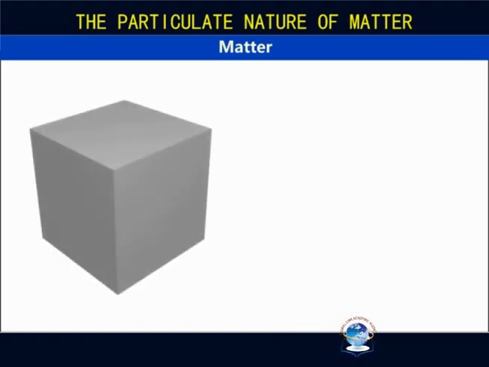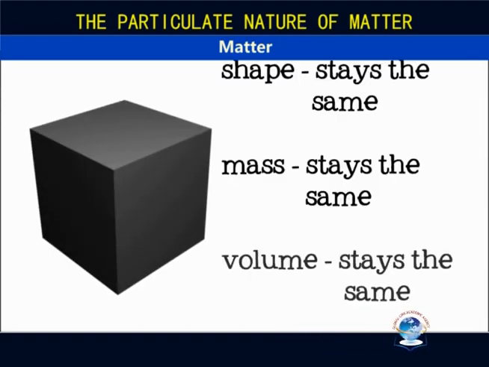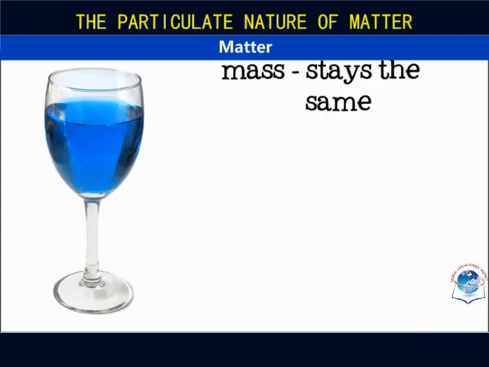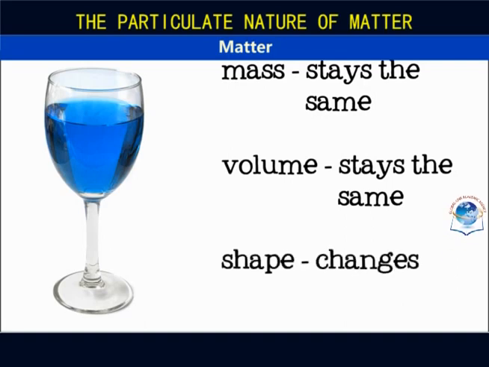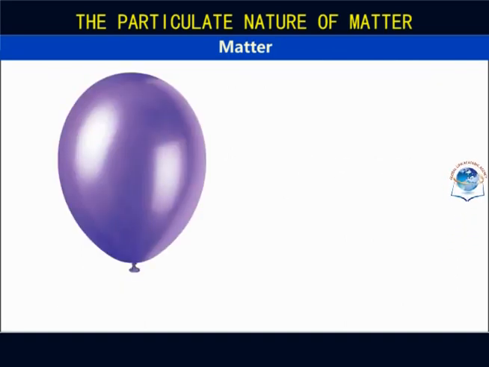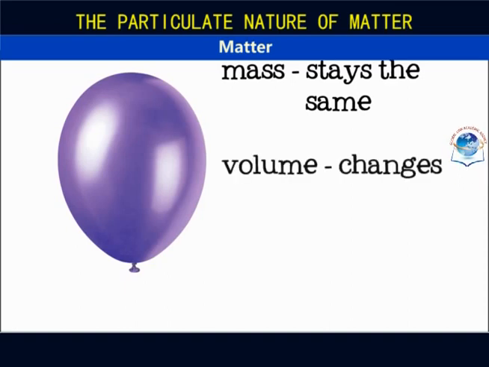Matter in solid state has a definite mass, volume, and shape. Liquids have definite mass and volume, but no definite shape. Gases have definite mass, but not volume nor shape.